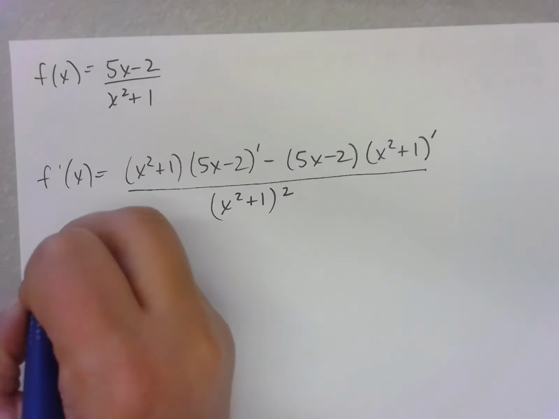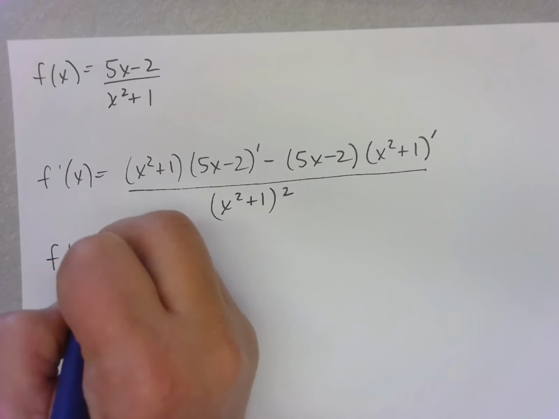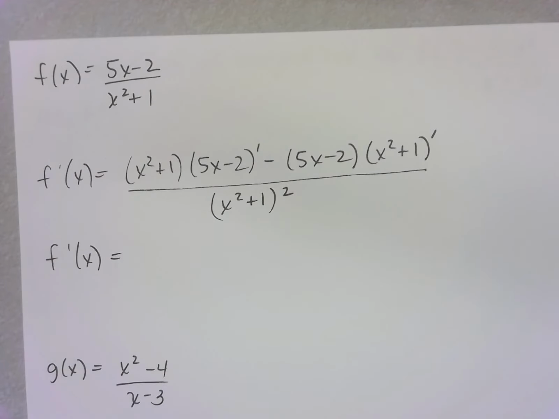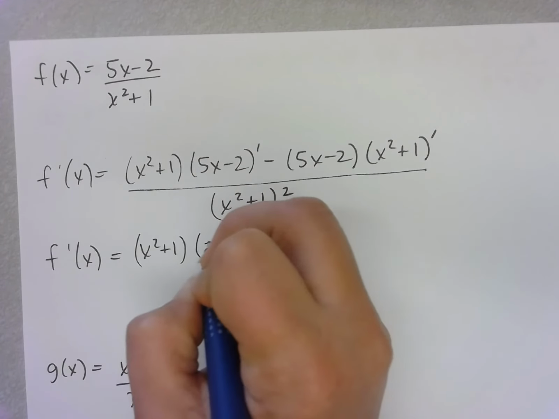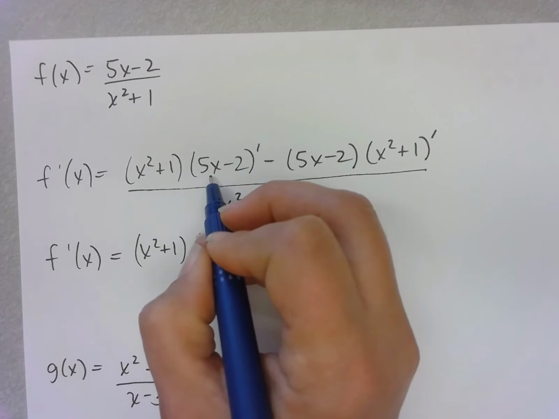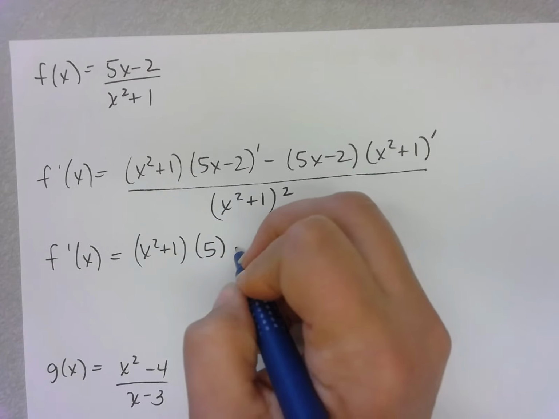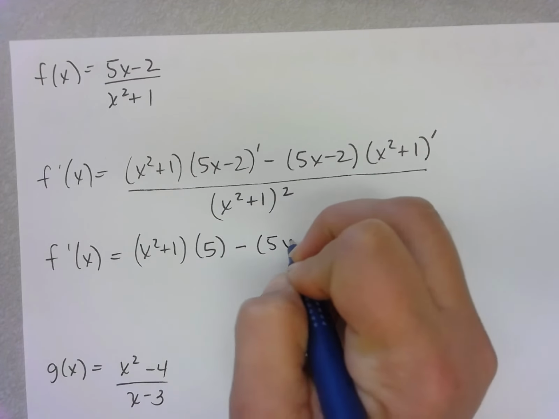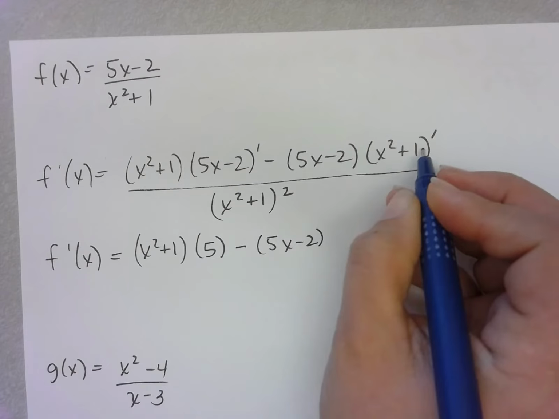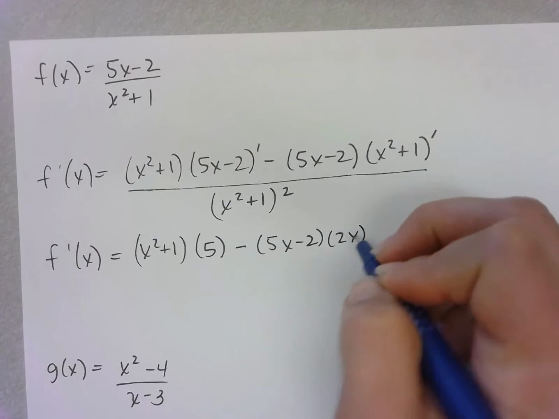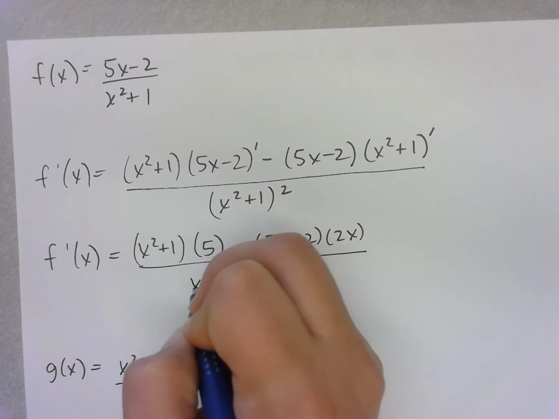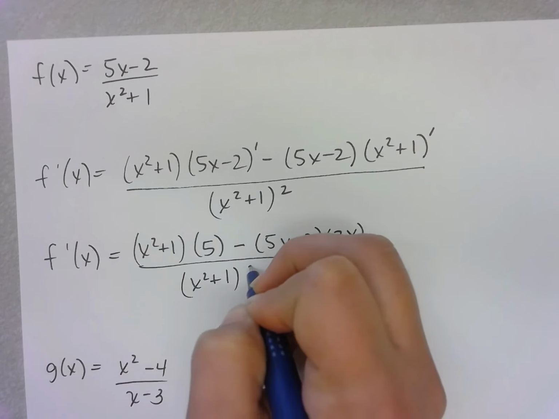All right, so now I just need to... I'm not going to simplify again either. I'm just going to drop everything into place and leave it alone. So I have x squared plus 1 times 5, the derivative of 5x minus 2, minus, then the 5x minus 2 doesn't happen to anything to that, then times the derivative of x squared plus 1, which is 2x, over x squared plus 1 quantity squared.